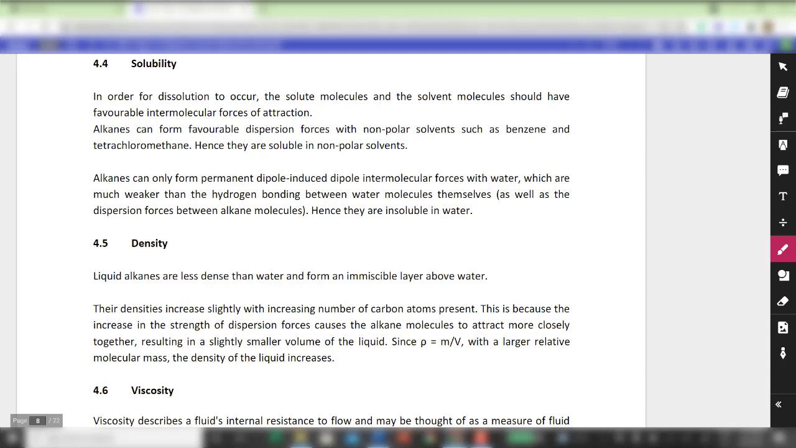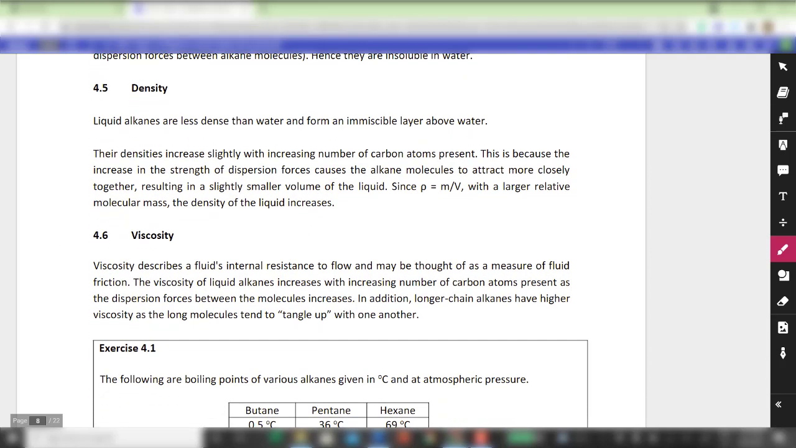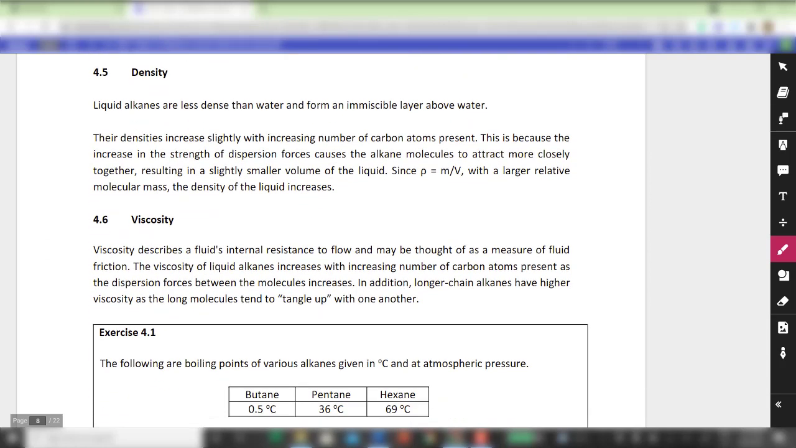So iodine actually dissolves in hexane to give you a purple solution. That's because iodine and hexane can form favorable dispersion forces with one another. That's one of the applications you can have when we deal with solubility. Then for density, obviously they are less dense than water. If not, what you observe is that oil usually floats on water.